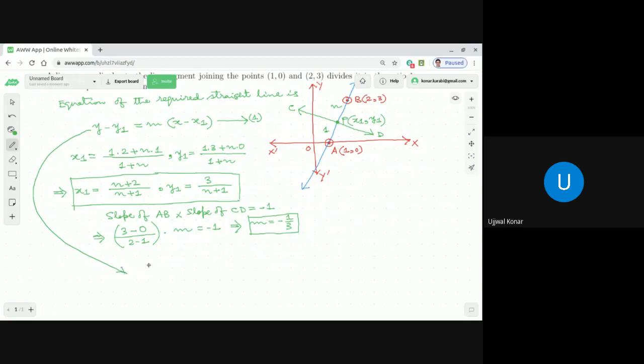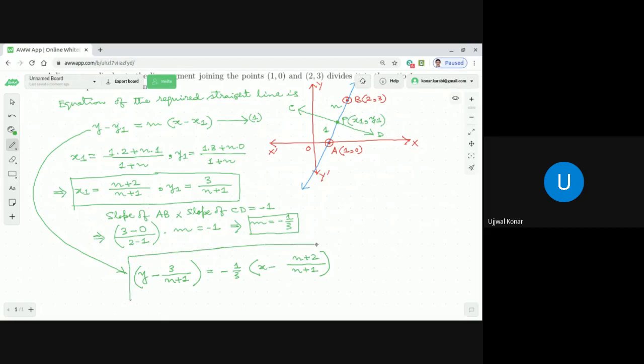Okay, and the value of m we obtained. So that means y minus y1, y minus 3 by n plus 1 is equal to m, which is minus 1 by 3, into x minus x1, x minus n plus 2 divided by n plus 1. Okay, and that is the required equation of the straight line. You can simplify further, but you can do that later also.